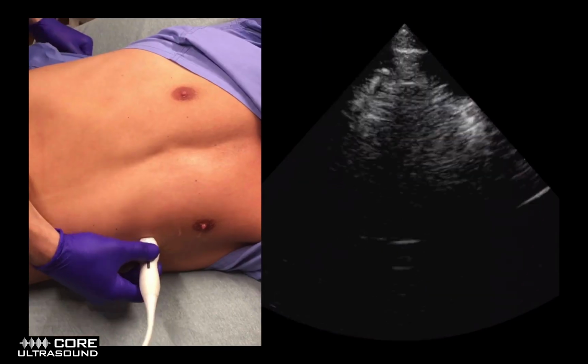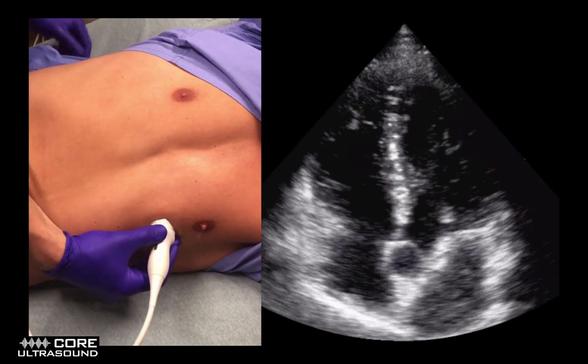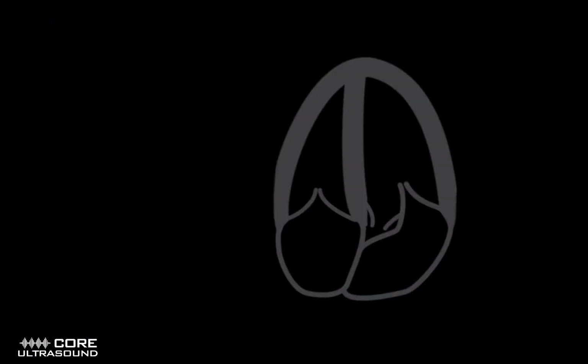And you are going to use that transducer to get an apical 5-chamber view of the heart. Now, it's very similar to an apical 4-chamber view, except for the fact that instead of just 4 chambers, you're going to get 5. And the 5th chamber is the LVOT, or the left ventricular outflow tract, and the aorta.